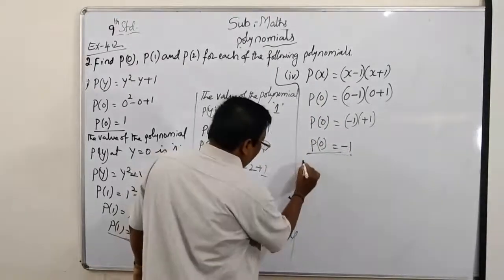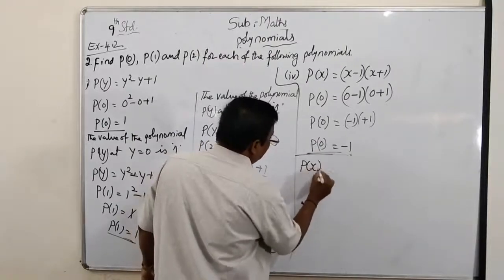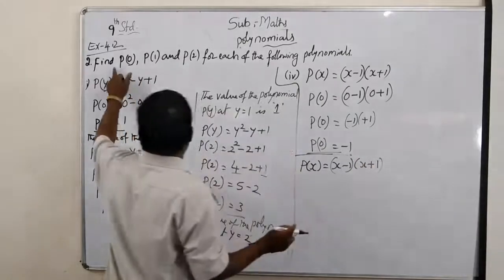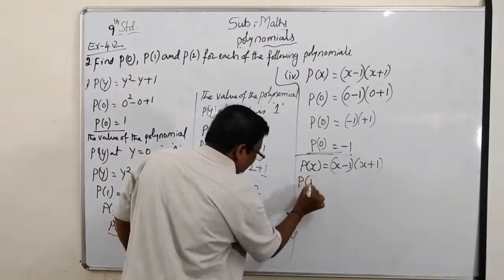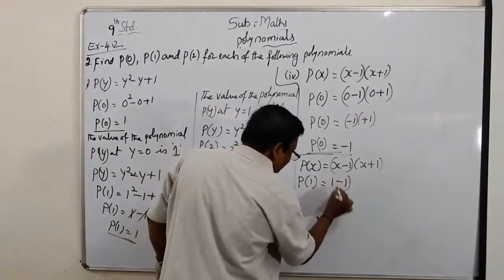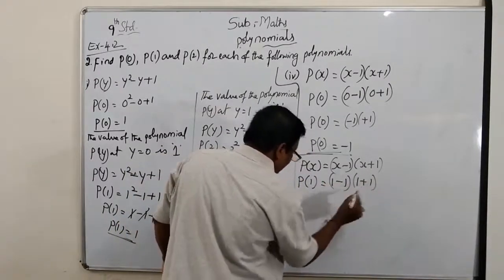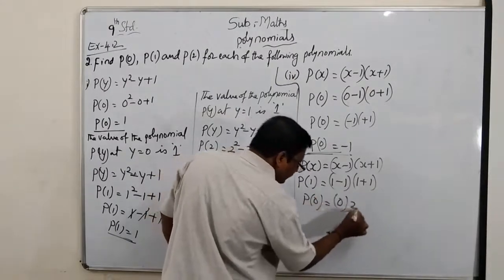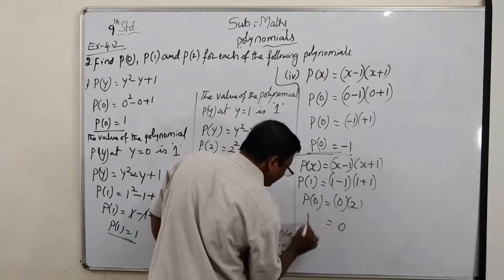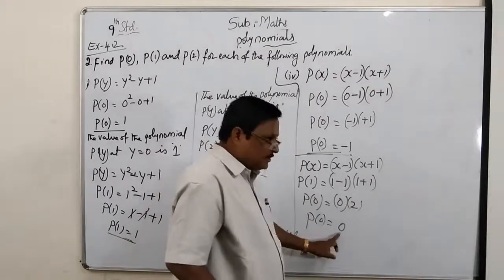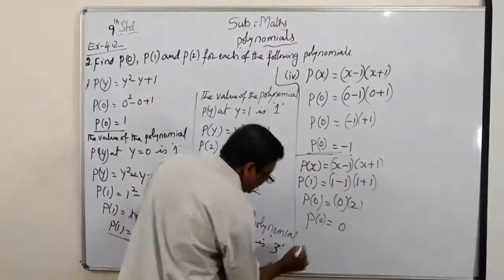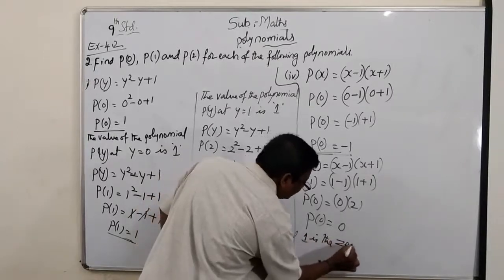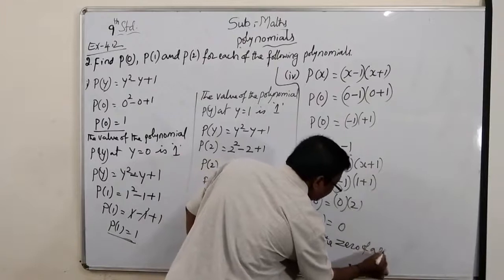Second one, p of x is equal to x minus 1 into x plus 1. Here x value is 1. P of 1 is equal to 1 minus 1 into 1 plus 1. 1 minus 1 is nothing but 0, into 2. 0 into any number is nothing but 0. P of 1 is 0, which means the value of the polynomial is 0.